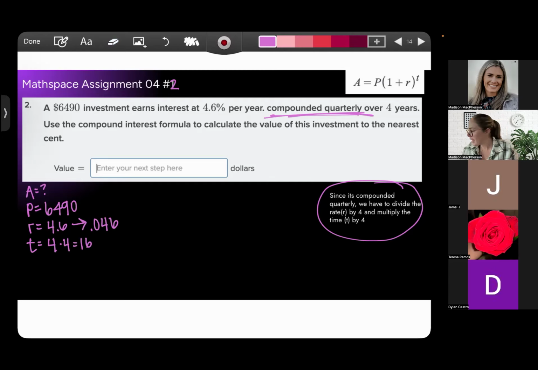And then when we do the formula, we have to divide the rate by 4, because that's the annual rate. So we have to divide that by 4 to find the quarterly rate. So if we divide 0.046 by 4, we're going to get 0.0115.